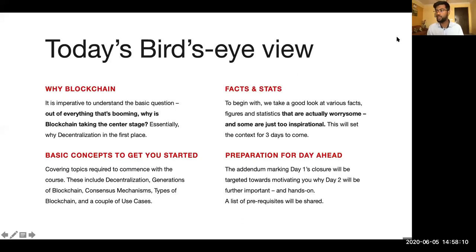Then we'll go on to study some facts and stats that are exactly needed for motivating you and to help you understand why these 3 days, or why getting into blockchain at this point in time in 2020, when LinkedIn has ranked blockchain as the number one skill for 2020, this is the absolutely correct time to get into a technology like blockchain. So we'll take a look at some facts and stats in the country and worldwide.